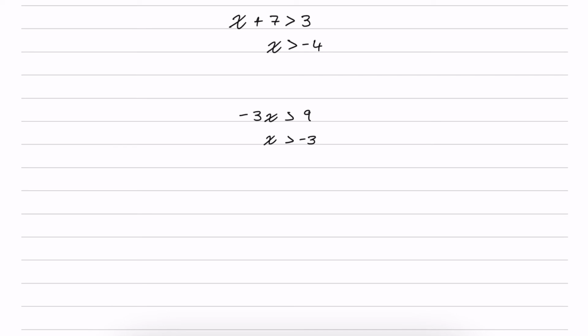When we are manipulating the inequality, whenever we multiply or divide by negative numbers, we must flip the sign. So negative 3x is greater than 9 must become x is less than negative 3. And to see why that is the case, we can look at an equation with only variables.